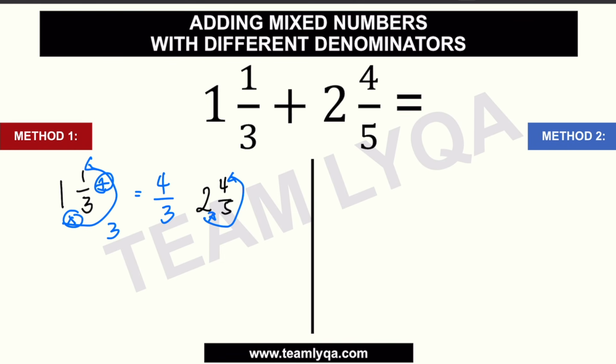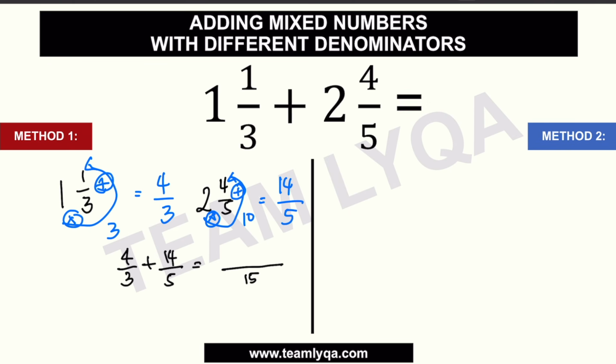Again, multiplication, 2 times 5 is 10, plus 4, which is 14. So, 14/5. Now, once you have those numbers, you have 4/3 and 14/5. We're going to add them. Our next step would be to get the LCD or the least common denominator. Now, in this case, the least common denominator is 15.